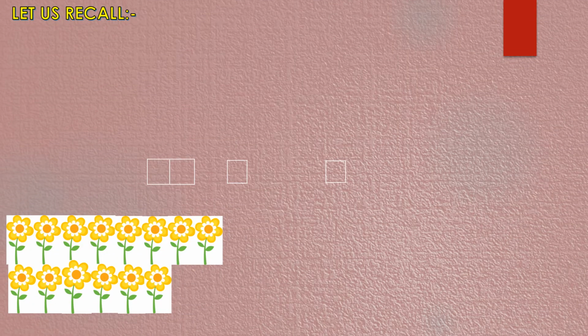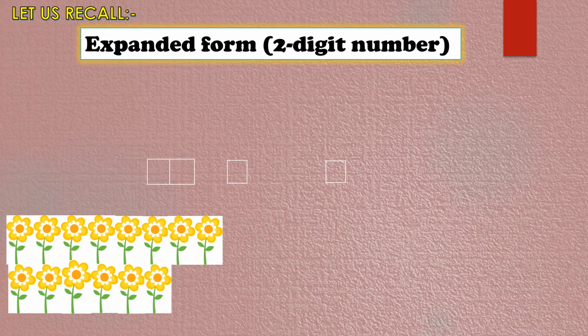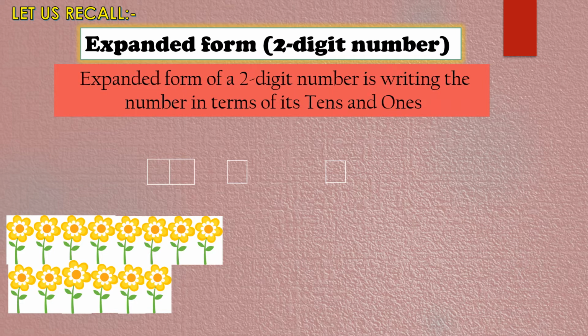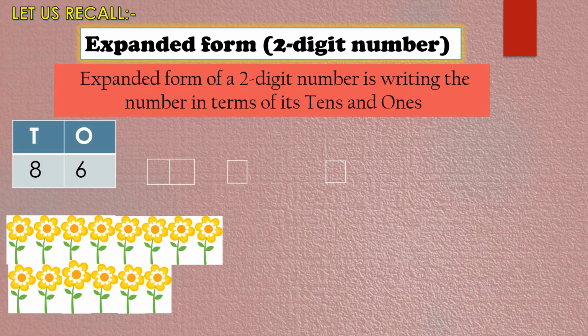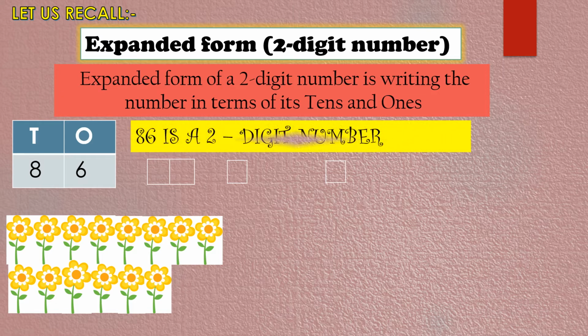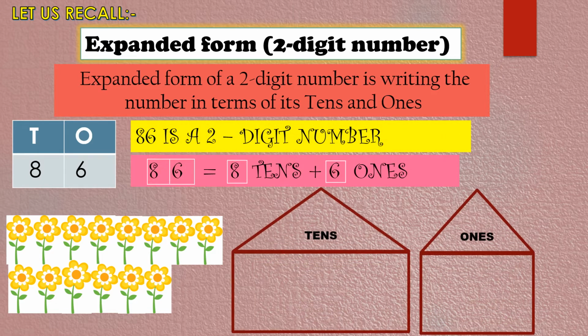Let us recall expanded form of a two-digit number. Expanded form of a two-digit number is writing the number in terms of its tens and ones. Here we have an example, 86. 86 is a two-digit number. It has 8 tens and 6 ones.